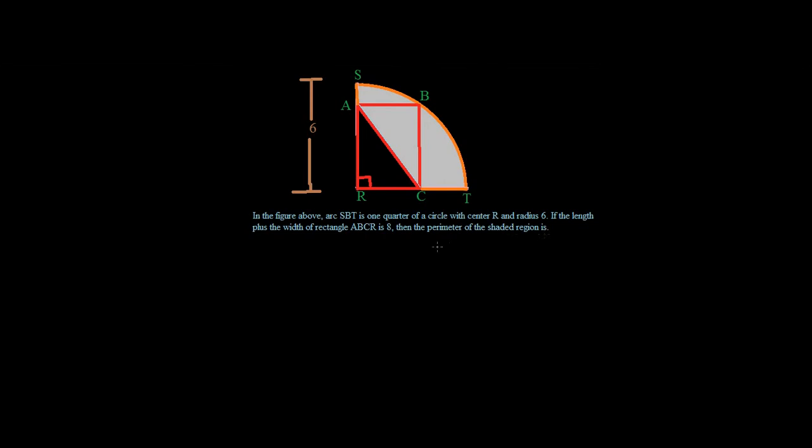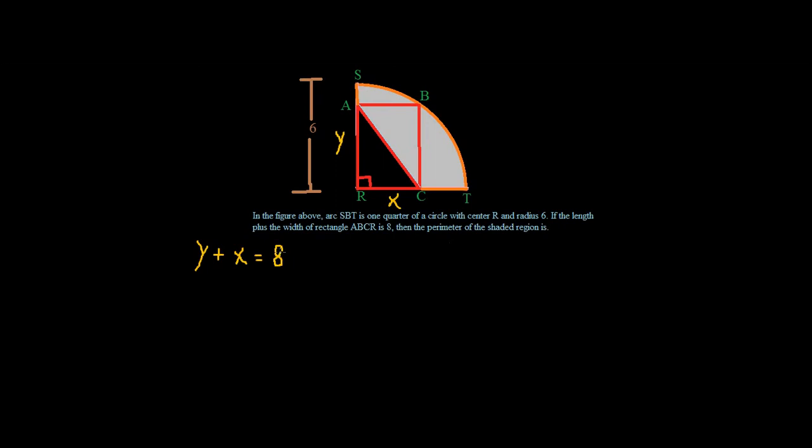So basically, what we should do first is label the length and width of the rectangle with variables. So let's label this as y, right? And let's label this part of the rectangle as x, right? And then we know y plus x must equal 8.